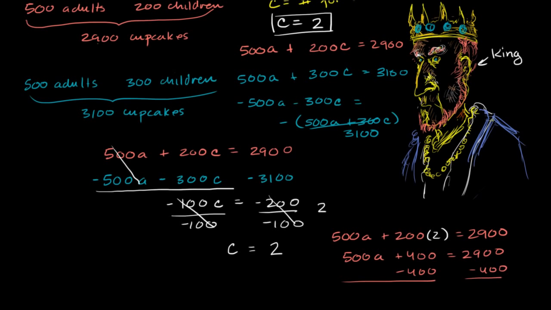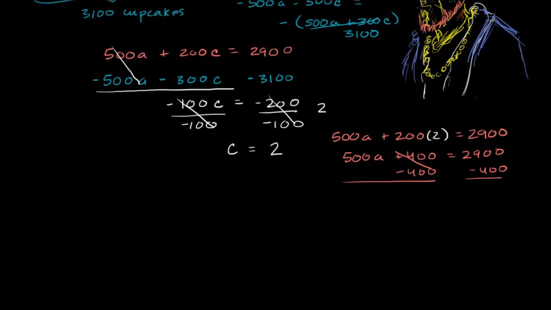And we are left with, this cancels out, and on the left-hand side we have 500A. This is very exciting. We're in the home stretch. On the right-hand side, you have 2500. 500A equals 2500. We can divide both sides by 500. And we are left with 2500 divided by 500 is just 5. So A is equal to 5, and you're done.